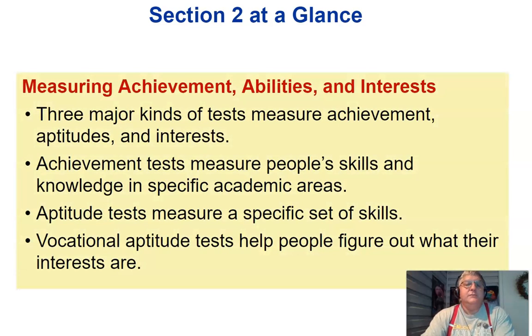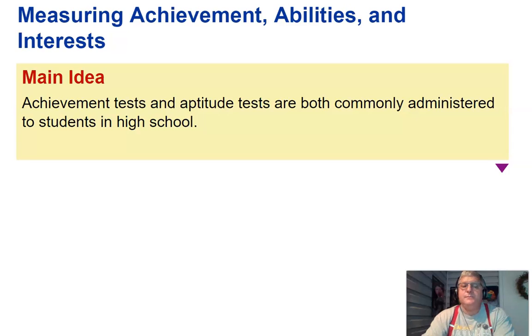Section 2. Measuring achievement, abilities, and interests. 3 major kinds of tests measure achievement, aptitudes, and interests. Achievement tests measure people's skills and knowledge in specific academic areas. Aptitude tests measure a specific set of skills. Vocational aptitude tests help people figure out what their interests are.